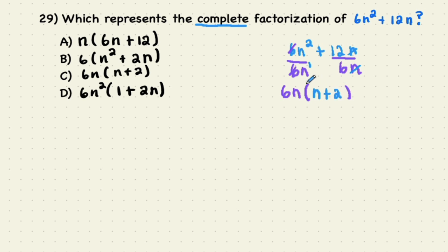And so what fits this description? Well, that is answer choice C. If you take a quick look, when we multiply this back out by distribution, you get 6n times n, which is 6n squared, and then 6n times positive 2, which is positive 12n. Okay, so let's go ahead and move on to number 30.